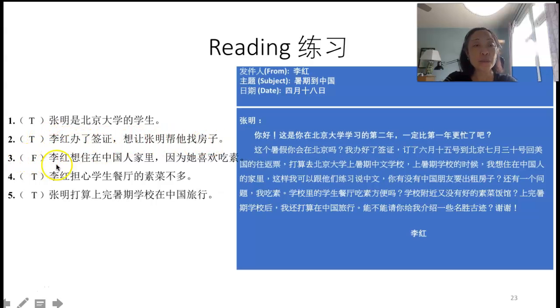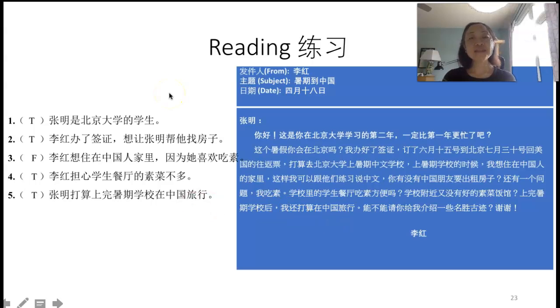好, Number 3. 李红想住在中国人家里，因为他喜欢吃素. This is definitely not the case. 李红想住在中国人家里 because she wants to 练习说中文. 对了. Number 4. 李红担心学生餐厅的素菜不多. That's very true because she is asking whether it is convenient to find food for vegetarians. 好，那么 Number 5. 张明打算上完暑期学校在中国旅行. This is true.